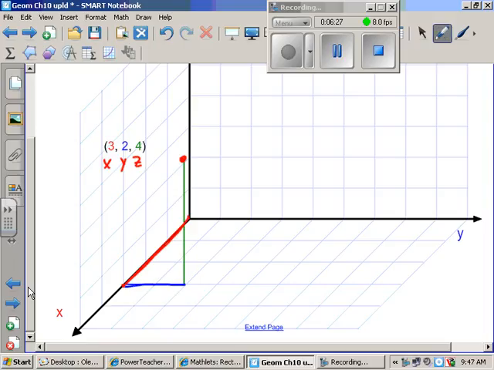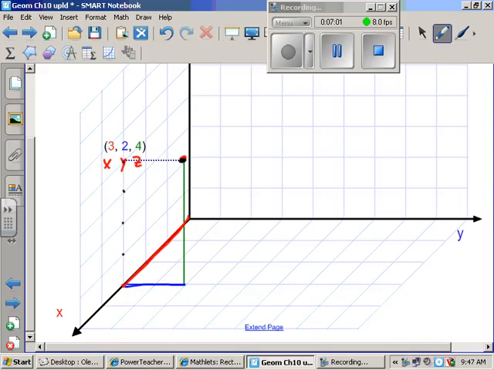Now this takes a little bit of visualizing. We're going to go up 4, but remember, we're looking at it tilted. So really going up 4 means from here, we're going up 4. So 1, 2, 1, 2, 3, 4. So my dot is going to be right there.